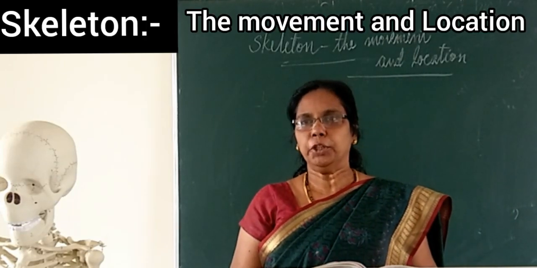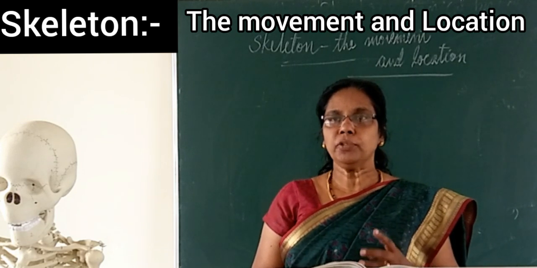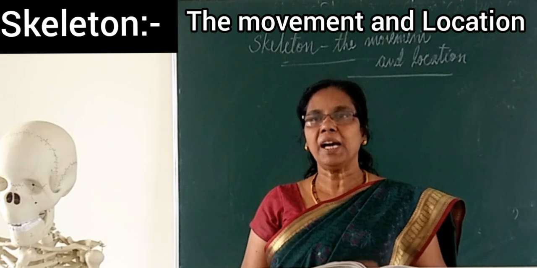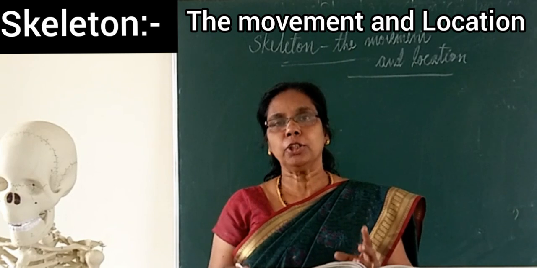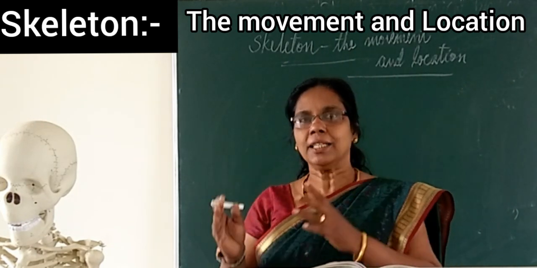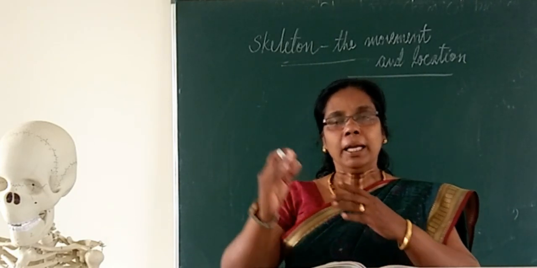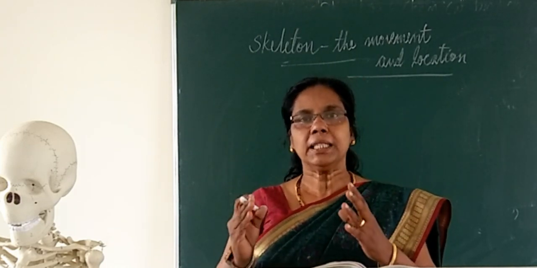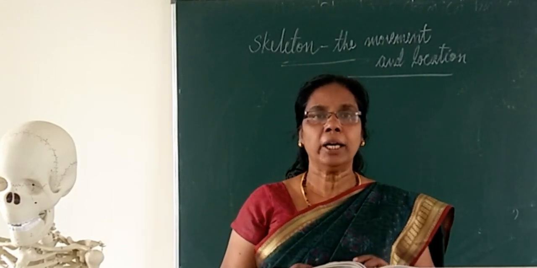Today we are starting with a new lesson, that is skeleton, movement and location. Most of the animals are characterized by a definite shape and the capacity of movement in different parts of the body, isn't it? By seeing the shape of a cow, you can say that there is a cow. How are you identifying? Not by color, it is by the shape. Or you are seeing a dog or a cat or a rabbit. From the shape itself, you will immediately identify that it is a particular organism.